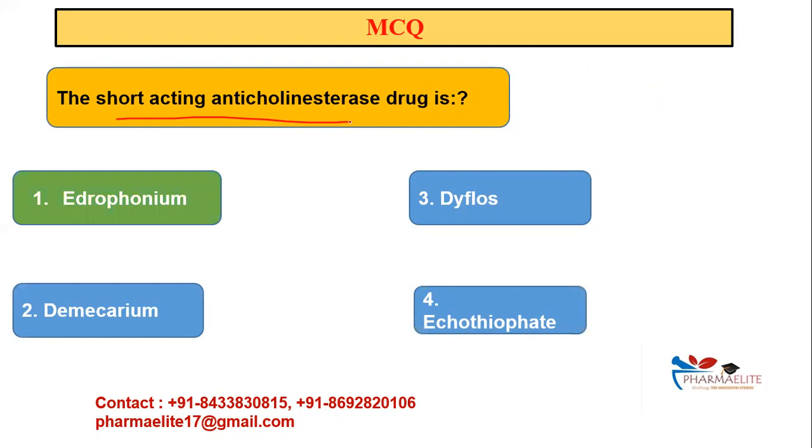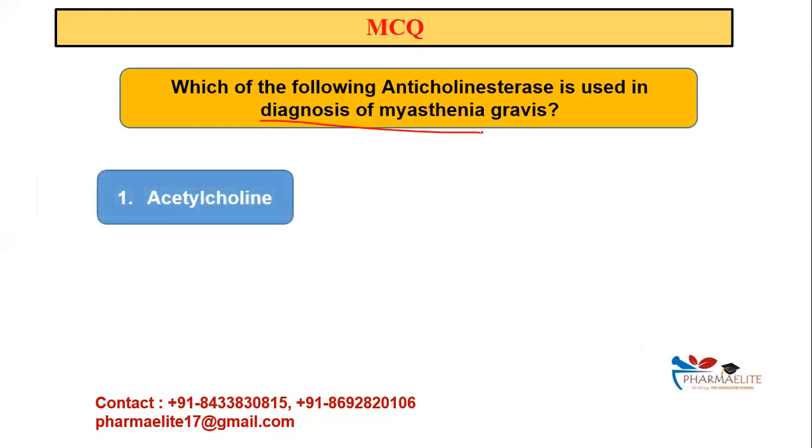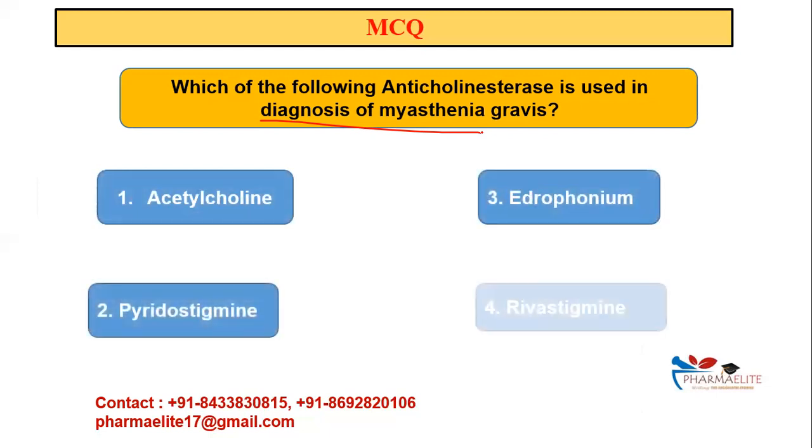So we just have to remember 2 points: the drug Edrophonium, its use, and its action. It is short-lasting. Coming on to the last, which of the following anticholinesterase is used in diagnosis? The question is twisted. It's not the ameliorative test. Now they have given the diagnosis of Myasthenia Gravis. So is it acetylcholine, Edrophonium, pyridostigmine, or rivastigmine? Very important, very basic, very commonly asked question. The answer is Edrophonium. I hope we understood what is important from this drug that we need to study.